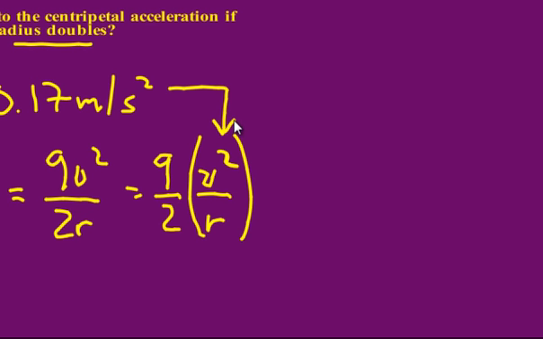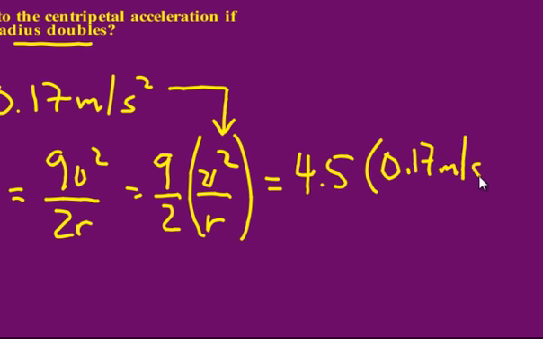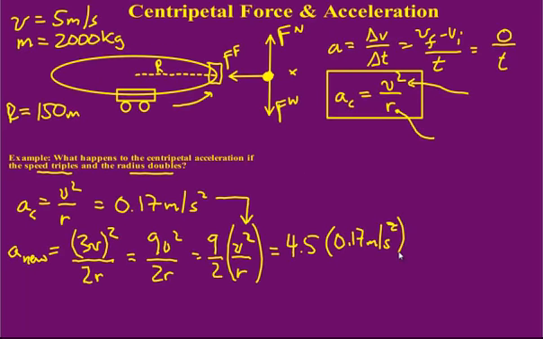And you can see that even though making the radius bigger makes acceleration less, making the velocity bigger makes acceleration more, and that effect is greater. Changing velocity has a greater effect because it gets squared. So actually, 9/2 is 4.5 times as much. 4.5 times 0.17. In other words, when I make these changes, I'm going to get an acceleration that's 4.5 times as much.